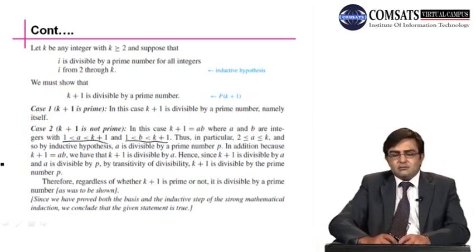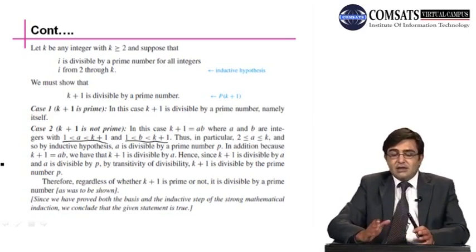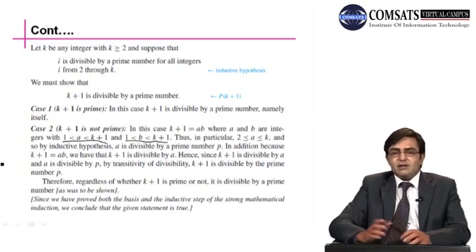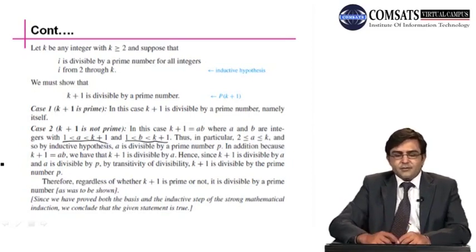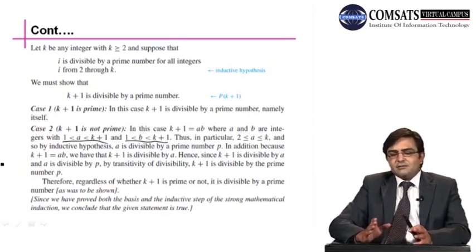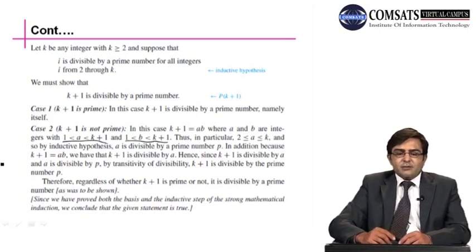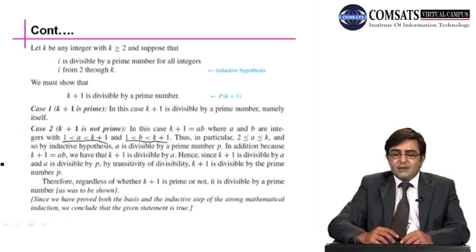We need only a. We can say that b also satisfies this property, but we don't need it. It's enough that a is greater than or equal to 2 and less than or equal to k. Similarly, we can say b is greater than or equal to 2, less than or equal to k. So by inductive hypothesis, a is divisible by a prime number p.